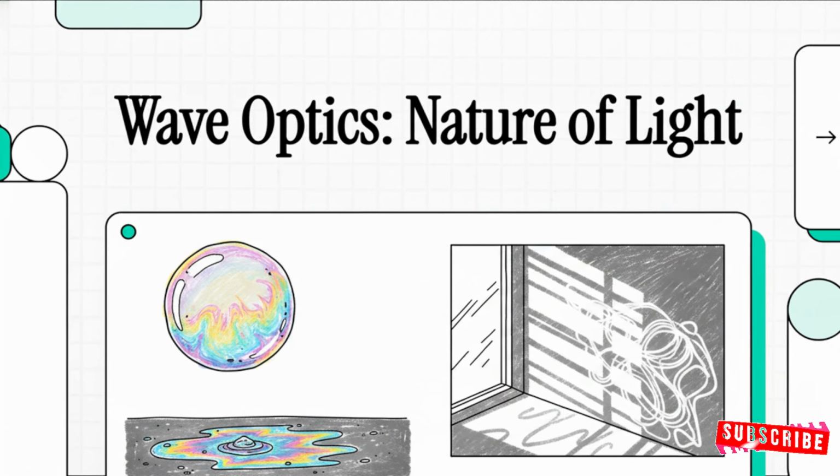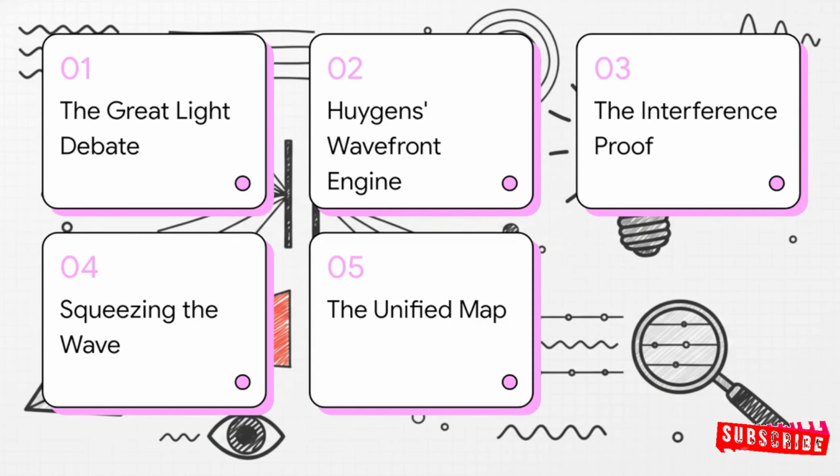Well, today, we're going to demystify all of that. We're tossing out the complex physics jargon, and we're going to use simple, everyday household analogies to understand how light actually works. Here is the map for today's explainer. We'll start with the great light debate, move on to Huygens' wavefront engine, examine the interference proof, explore squeezing the wave, and finally, bring it all together in the unified map.